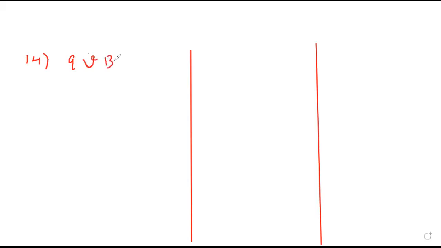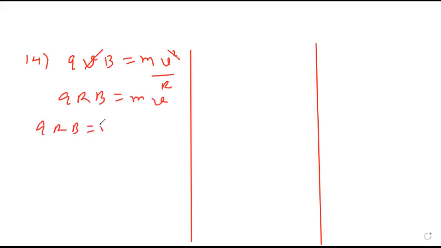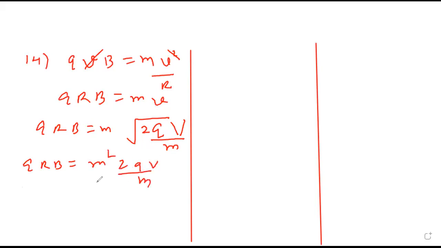So qvB is mv²/R. So qRB is m times velocity v. Velocity we can write in terms of kinetic energy, and velocity is the square root of twice charge into potential upon mass. Therefore qRB is m times root of 2qV upon m, and one m cancels.